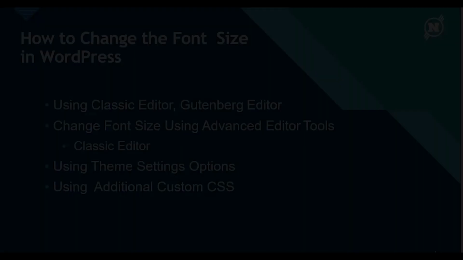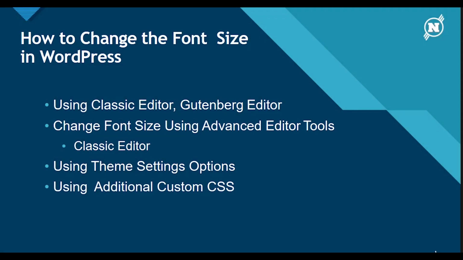And as you can see, it's not as difficult as it sounds. You can either use the options provided by the classic editor, the default ways. Gutenberg allows you to change the font size by using small, medium, XL, under typography. You can change the font size using the advanced tools, like the advanced, the previously TinyMCE plugin, or you can use theme options available in your theme. And finally, you can use the additional custom CSS, which gives you full control.